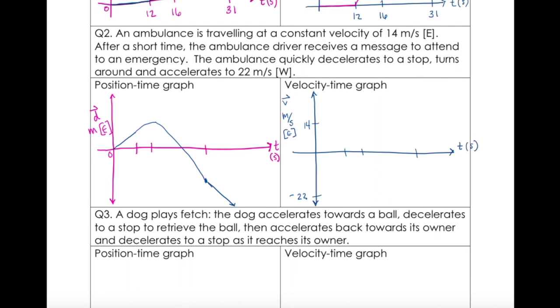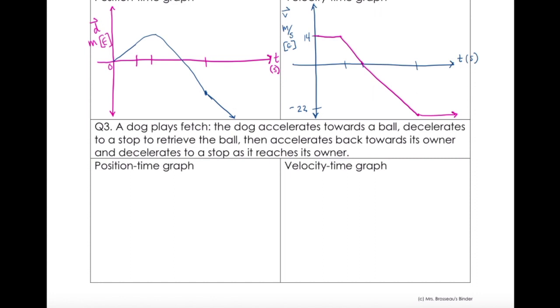Okay, so they were going at a constant speed until he got the message, and then he slowed down till he came to a stop, crossing that 0 mark, and then accelerated until he got to 22 meters per second in the opposite direction, and then had a constant velocity from there.